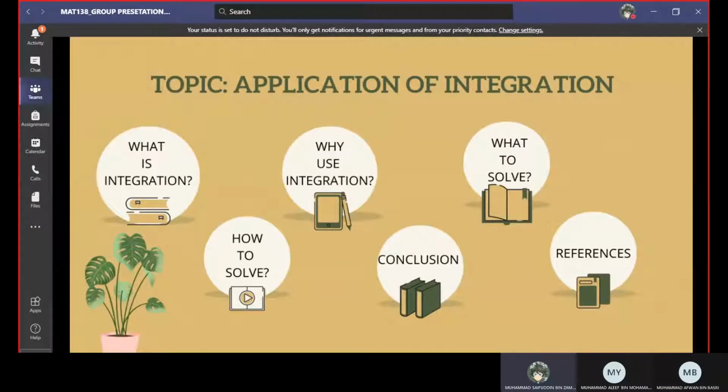Okay, so in this slide, for the topic of application of integration, what will you see and learn? Firstly, we will say what is integration, why we should use integration, what to solve, how to solve, conclusion, and the last one is reference.